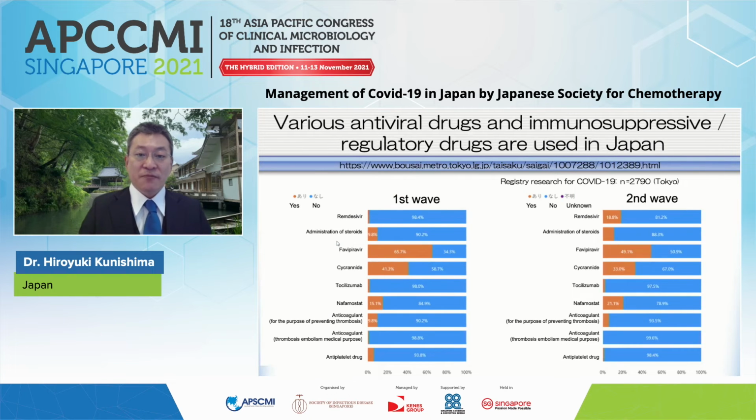This is a list of Japanese treatments last year at Tokyo. Favipiravir was given to the largest number of patients, followed by the inhaled corticosteroid ciclesonide. Remdesivir was approved in May 2020, and the number of patients receiving it is increasing. This year, antivirals, immunomodulators, and neutralizing antibody therapy are being administered.